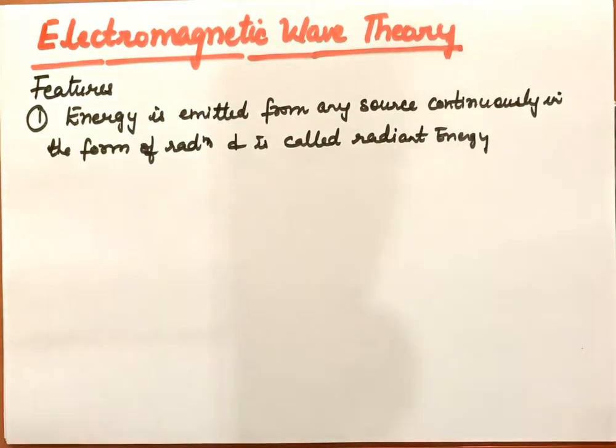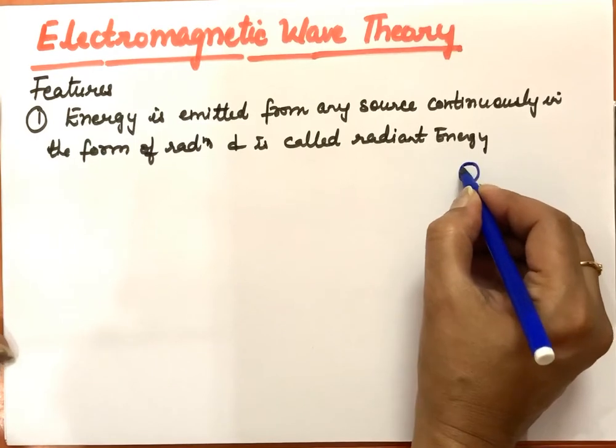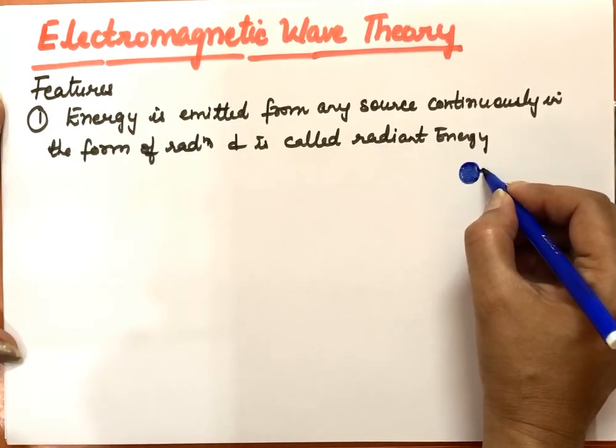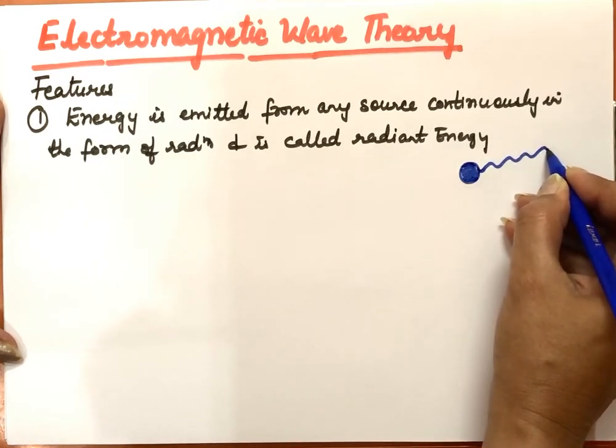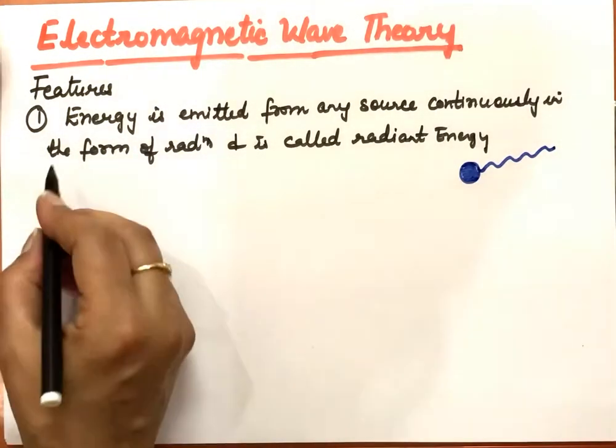For example, if we take this as a source of light, from this the radiations are coming out, and these radiations have energy, and they are coming out continuously without any break. This is the first feature of this theory.